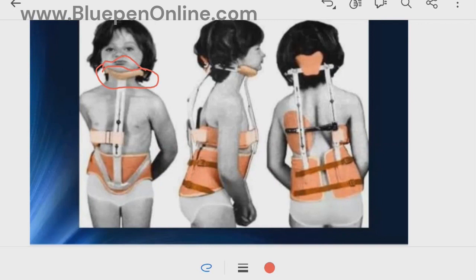So whenever this particular appliance is used for scoliosis, occlusion should be protected using functional appliances or positioners made of soft materials. You have to take care of it.